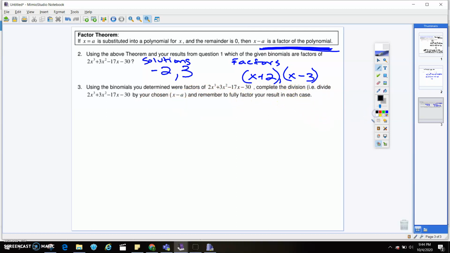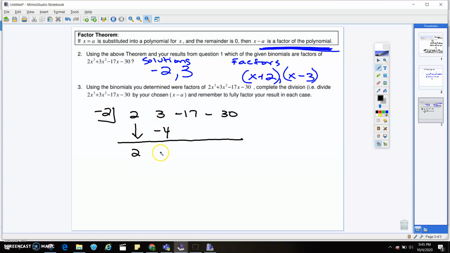Okay, so for instance, what we're going to do here is we already know that these are solutions, right? So they're going to give me a remainder of 0 every time that I divide. So I'm going to take negative 2 first and do synthetic division on this guy. Okay, so 2, 3, negative 17, and negative 30. And this is where synthetic division comes in real handy. So we're going to bring this guy down. We're going to multiply, add, multiply, add, multiply, add, and that's going to give me 0.